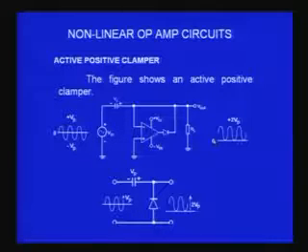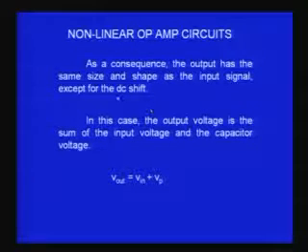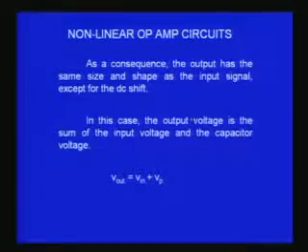So 0 will be clamped at this point, and the entire excursion will be towards the top. So the sine signal, the output has the same size and shape as the input signal. There is no difference except for the DC shift. Only there is an additional DC shift which is provided due to the capacitor charging to the full value of the peak voltage. So in this case the output voltage is a sum of the input voltage and the capacitor voltage, as I already mentioned to you.